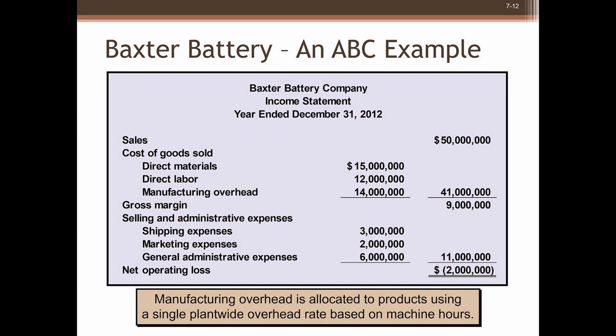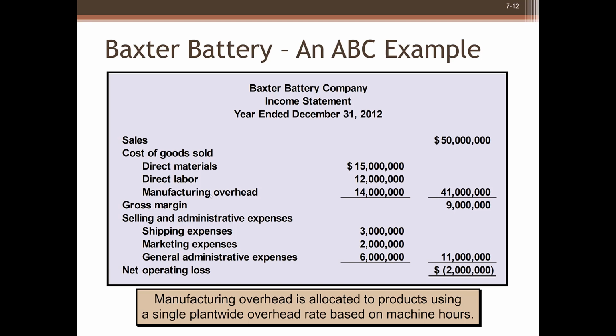Let's first take a look at the Baxter Battery Company traditional income statement. We start from sales minus cost of goods sold. The difference is gross margin. Minus selling and administrative expenses, we can get net operating loss. Under cost of goods sold, it includes direct materials, direct labor, and manufacturing overhead.